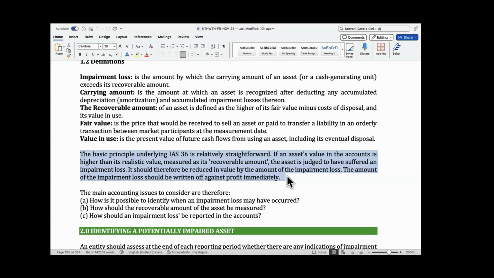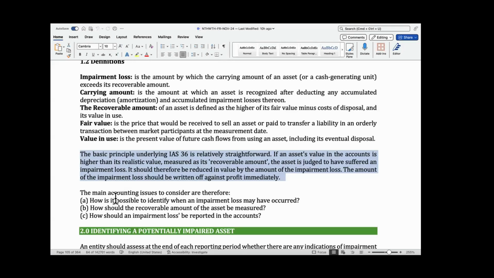If what you are now carrying in your book is higher than that, that means the asset has suffered impairment loss. You need to reduce the value of that asset to its realistic value and write off that impairment loss to profit immediately. You need to master this paragraph. Extremely important. Okay, so in order to get to this level that we just summarized in this paragraph, there are three things we need to learn very quickly. Three things we need to learn.